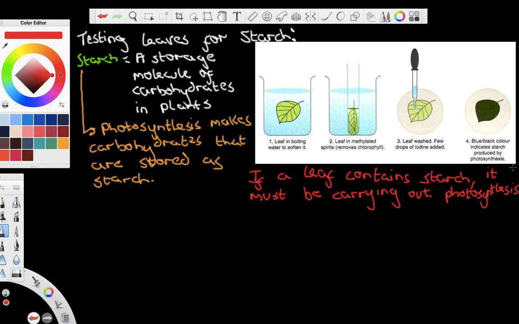Okay. So if a leaf contains starch, it must be carrying out photosynthesis. So if we want to know if a plant has been doing photosynthesis, we can test it for starch. To do that, we put a leaf in boiling water to soften it. We then put the leaf into methylated spirits or ethanol.